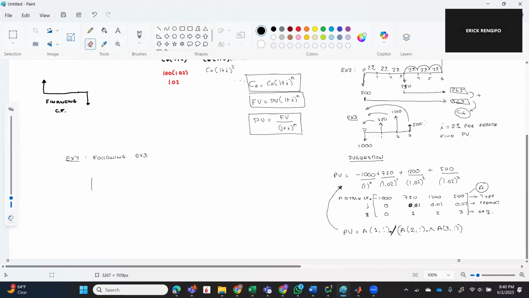So now my cash flow is going to look like this, okay? The $1,000 as before, the 750, the 1,200, and the 500. But now the interest here is going to be 2%. The interest here is going to be 3%, and the interest here is going to be 1%. So what I want from you is to find PV.